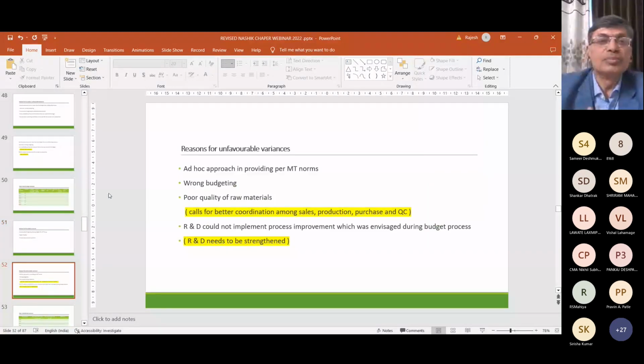Reasons for the adverse variances. Ad hoc approach in providing per metric ton norms or per unit norms. Wrong budgeting. Poor quality of raw materials. Now this calls for better coordination among sales, production, purchase and QC. R&D could not implement the process improvement which was envisaged during the budget period. So R&D is again emphasized.